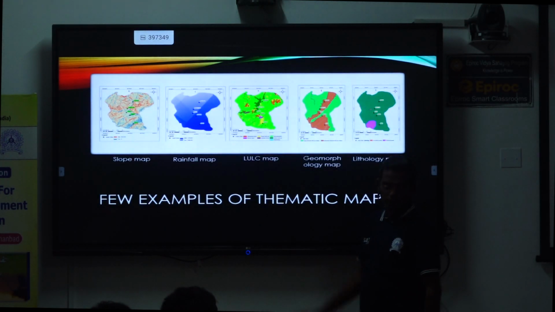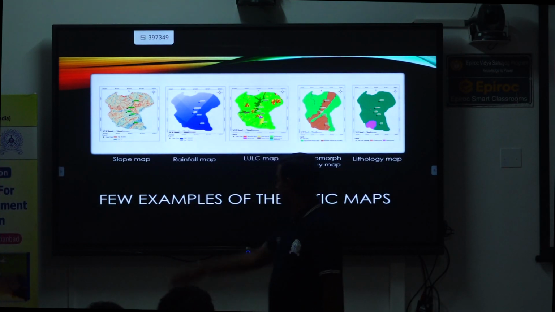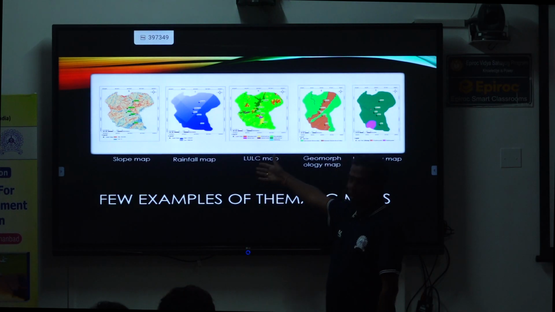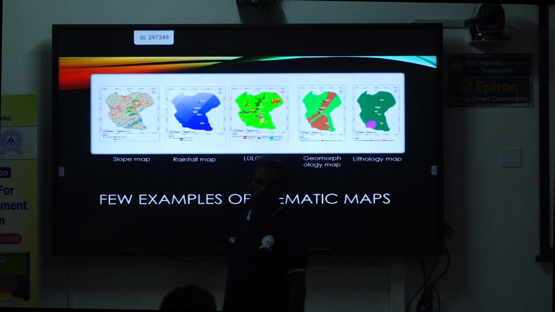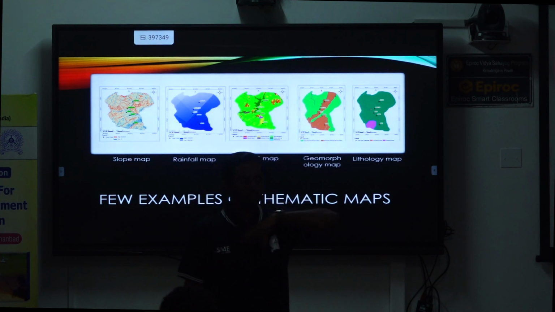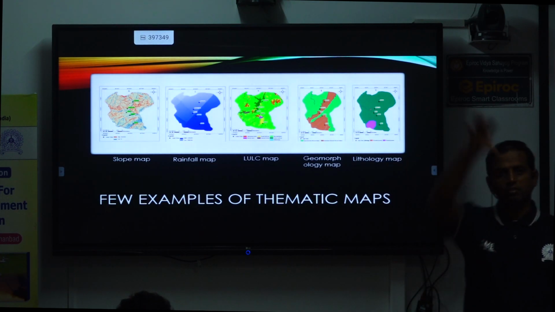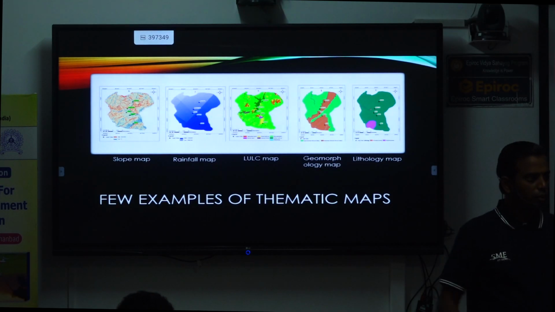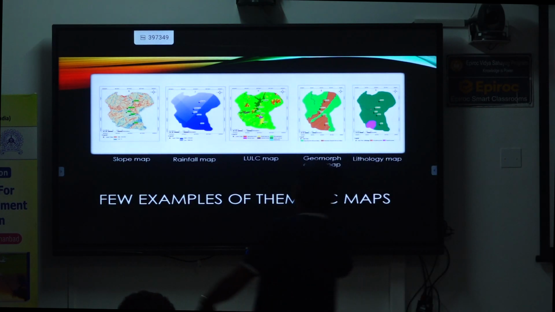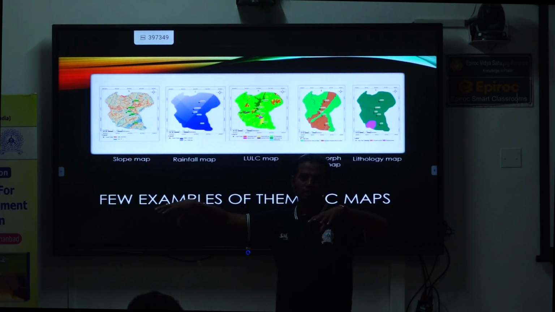Now these are examples of the various thematic maps prepared by using satellite images, like slope map, rainfall map, LULC map, and also the geomorphological map and lithological map. That is an example of a rainfall map. We have rain gauge stations in the regions. For example in Dhanbad, we have 4 to 5 rain gauge stations in various areas. Now we can collect the rainfall data. From this rainfall data, we can make a map of how the rainfall varies in Dhanbad from day to day.